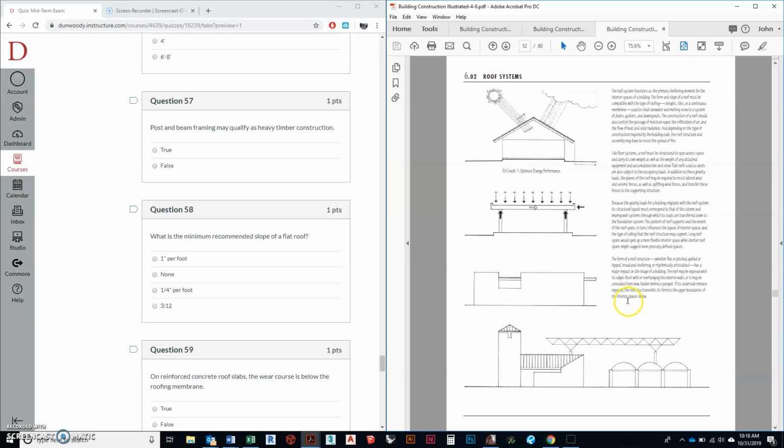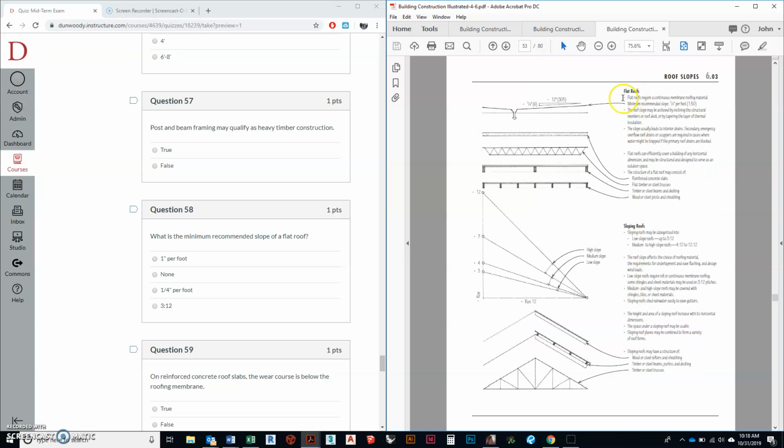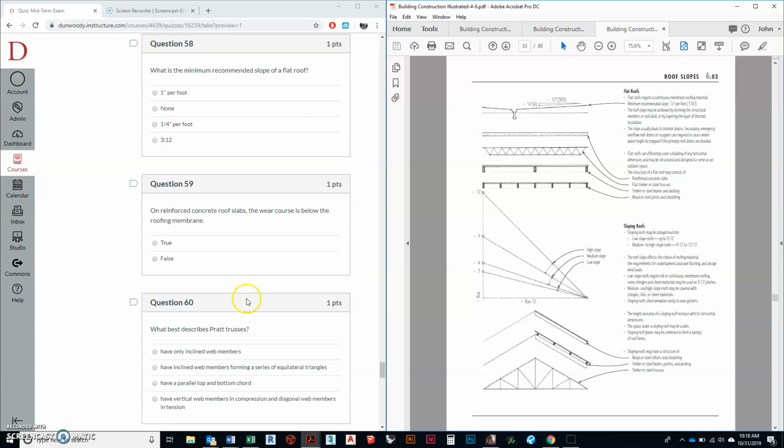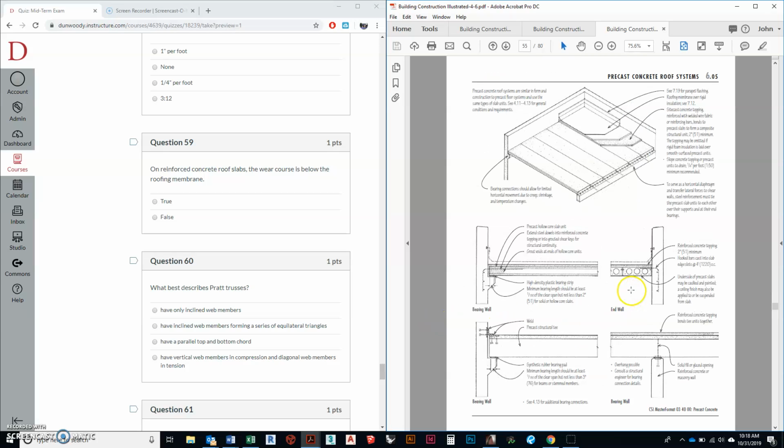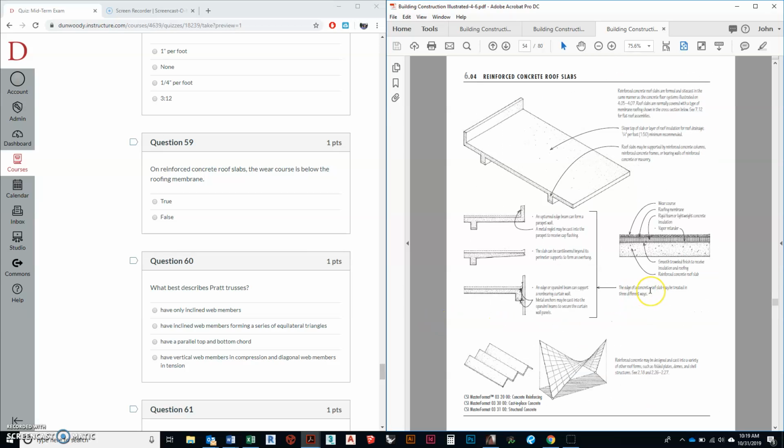What is the minimum recommended slope of a flat roof? So we still call certain roofs flat roofs, right? But every roof has a slope. So the minimum slope of a roof that we call a flat roof is about 1/4 inch per foot. On reinforced concrete roof slabs, the wear course is below the roofing membrane. This is an important thing to really understand the difference between these built-up roof systems. And here you can see the wear course is above, always above, so that should be false.